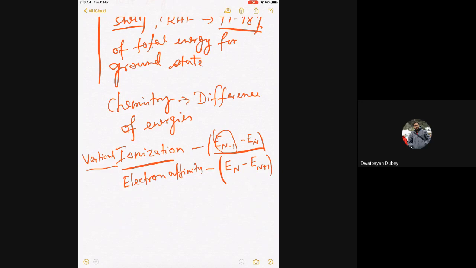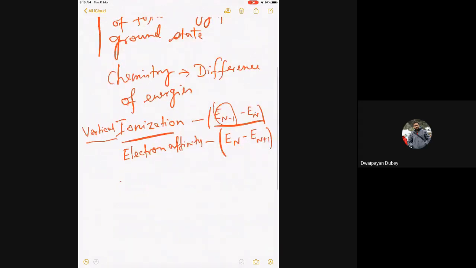Geometry is frozen. But the point is that both ionization and electron affinity are energy differences. What is an excited state energy? It is also one En of the excited state, star, let's say, minus En of the ground state.